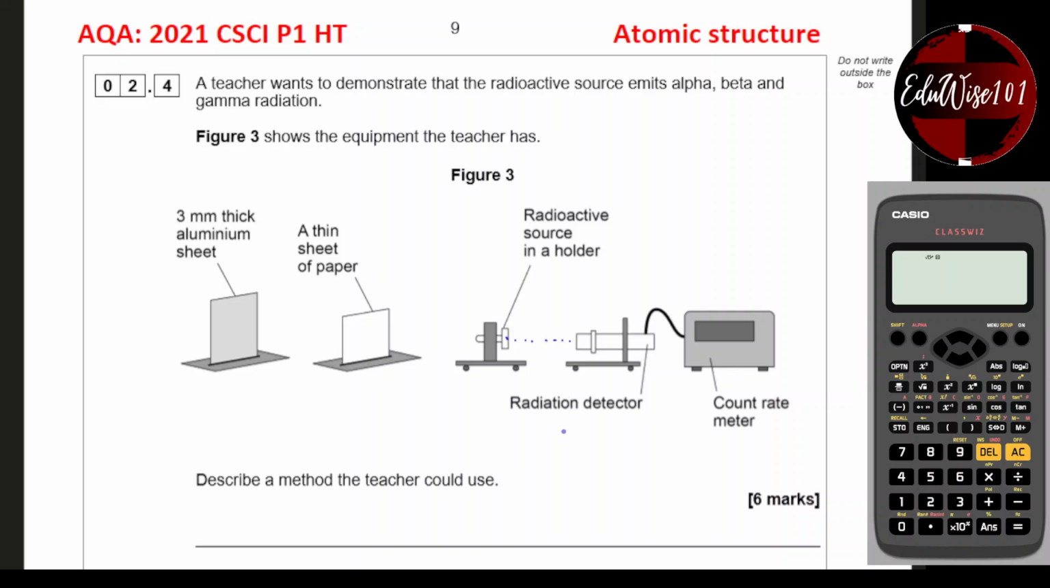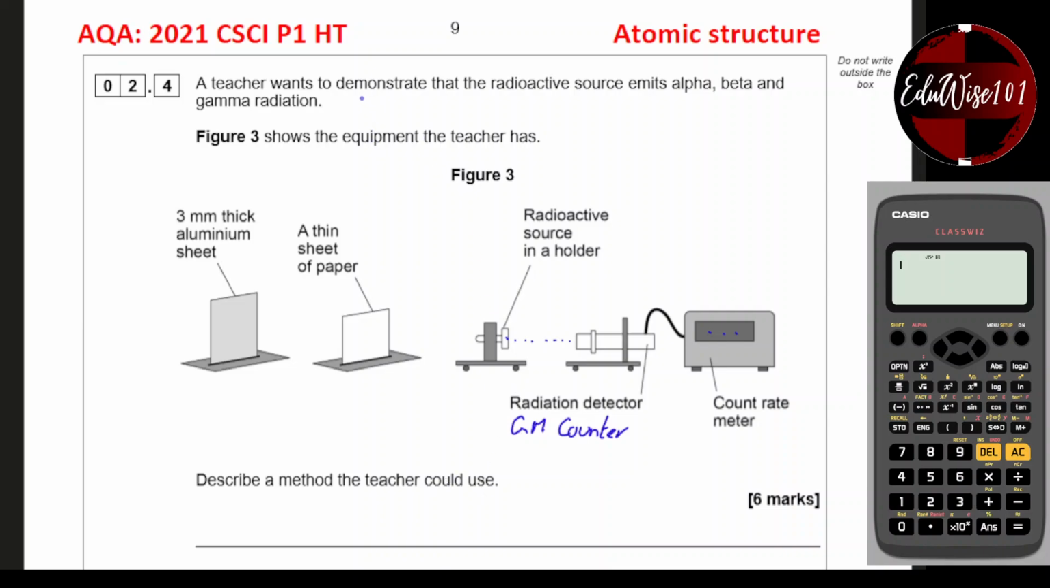Now here they're saying a radiation detector. The proper name would be a GM counter, and the counter rate meter. So this, you're going to have numbers which is given depending on the number of particles that is being detected. Now, describe a method the teacher could use. What is the teacher trying to do?